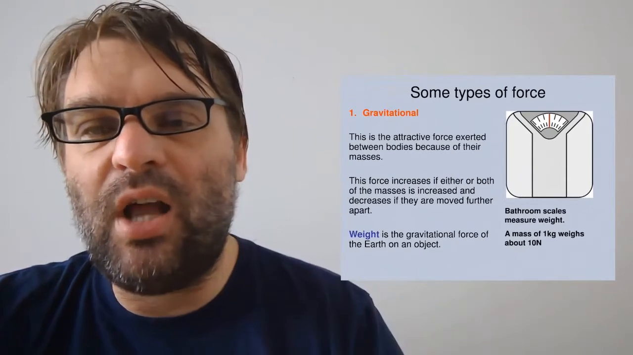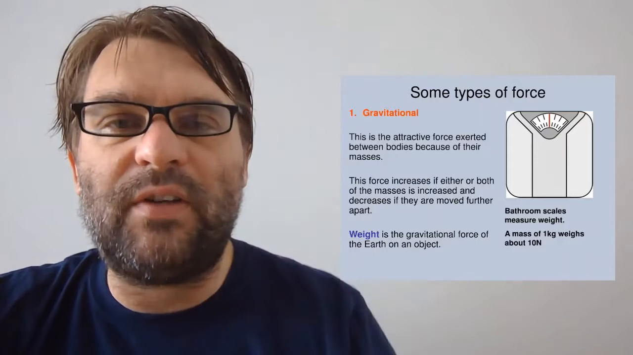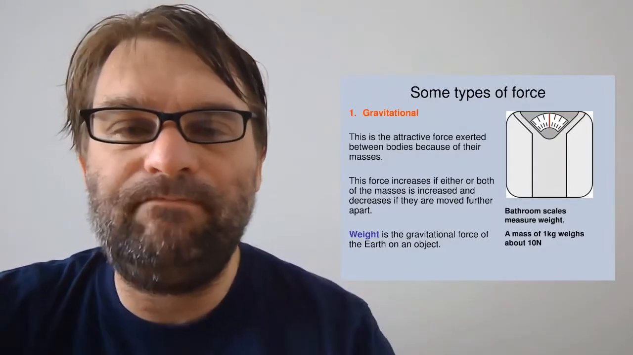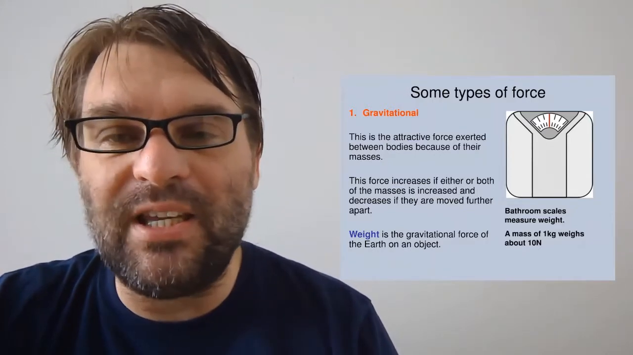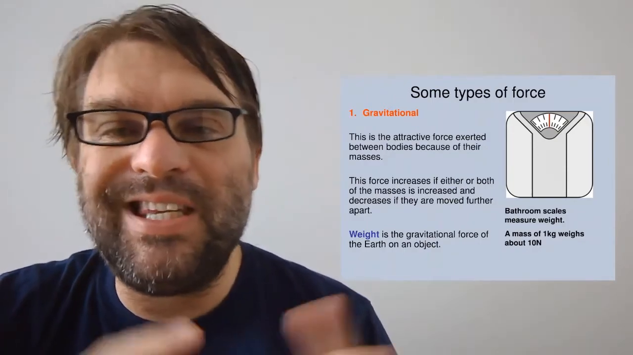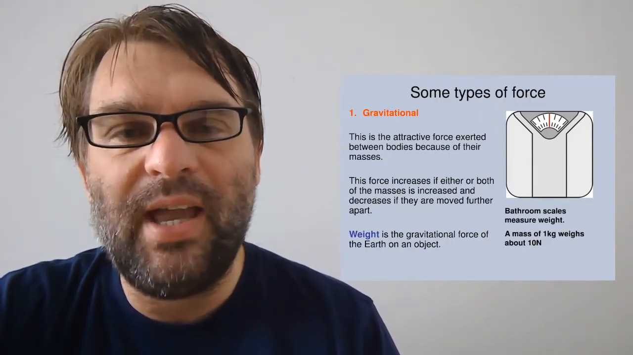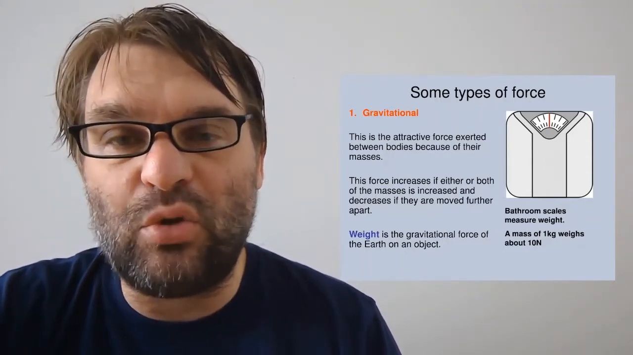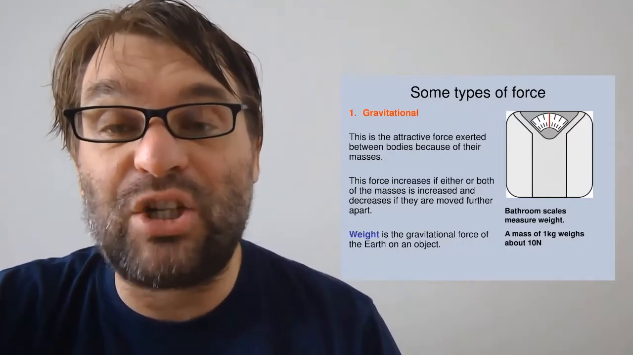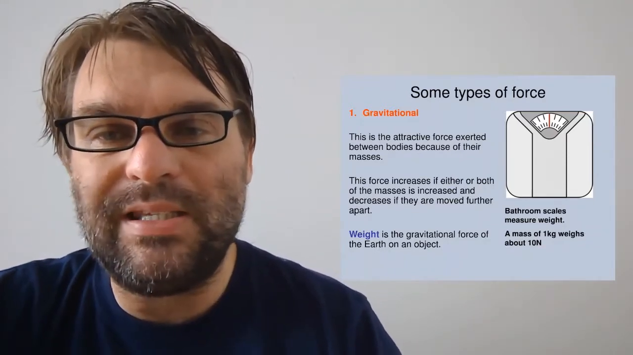So I'm now just going to highlight 7 different types of forces that you have to know. So the first one is gravitational force, and that's the attractive force between two bodies. Okay, and this force increases if the mass of the bodies increases, and gets smaller if the distance between those bodies increases. Okay, and weight is the example of gravitational force on Earth on an object. Okay, so your bathroom scales actually measure your weight, not your mass, and it is measured in newtons.